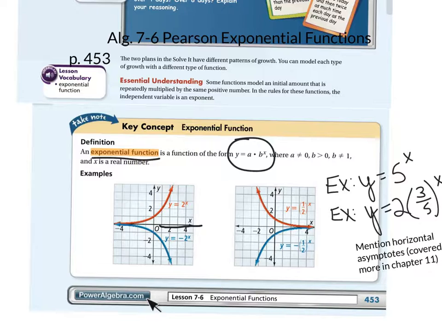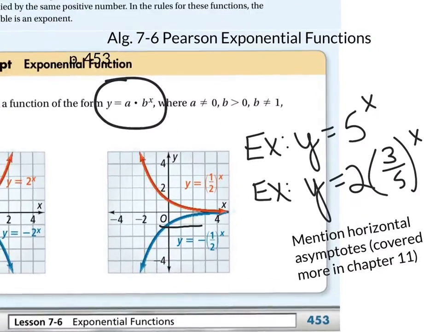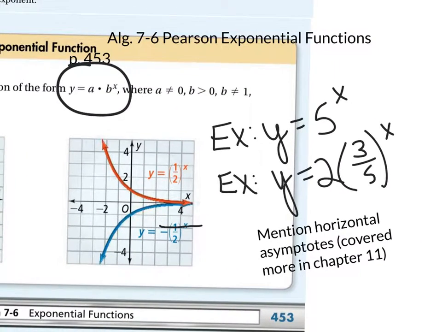So you can see what the graphs look like in the box there. Just some examples of exponential functions. We could have like y equals 5 to the x power. That would be an exponential function. Y equals 2 times 3/5 to the x power would be an exponential function, because we have an x in our exponent. And I've got a note to remind myself here.